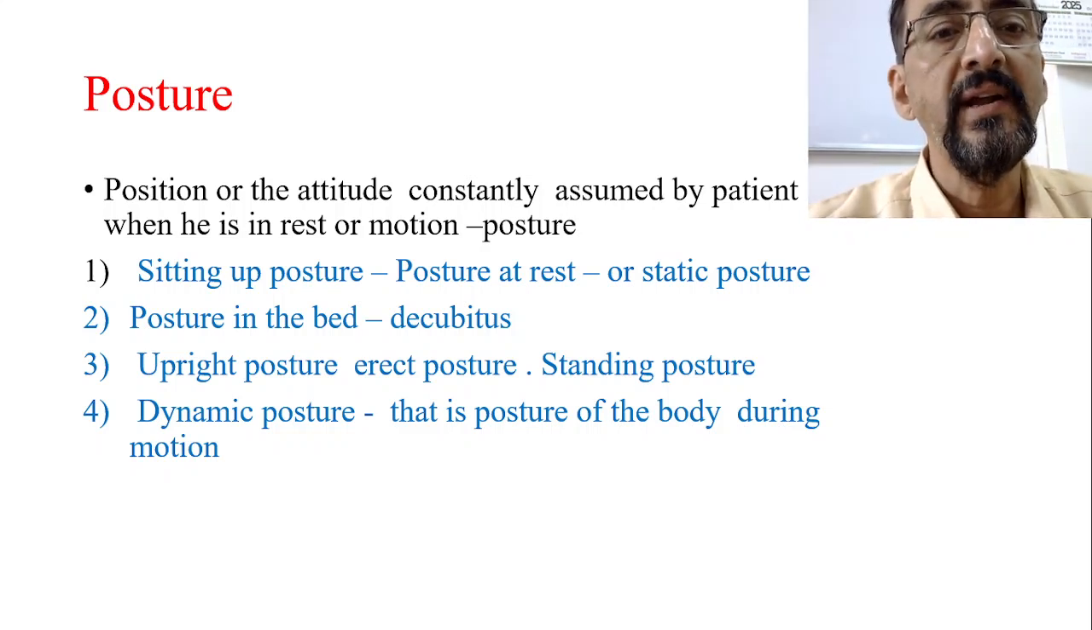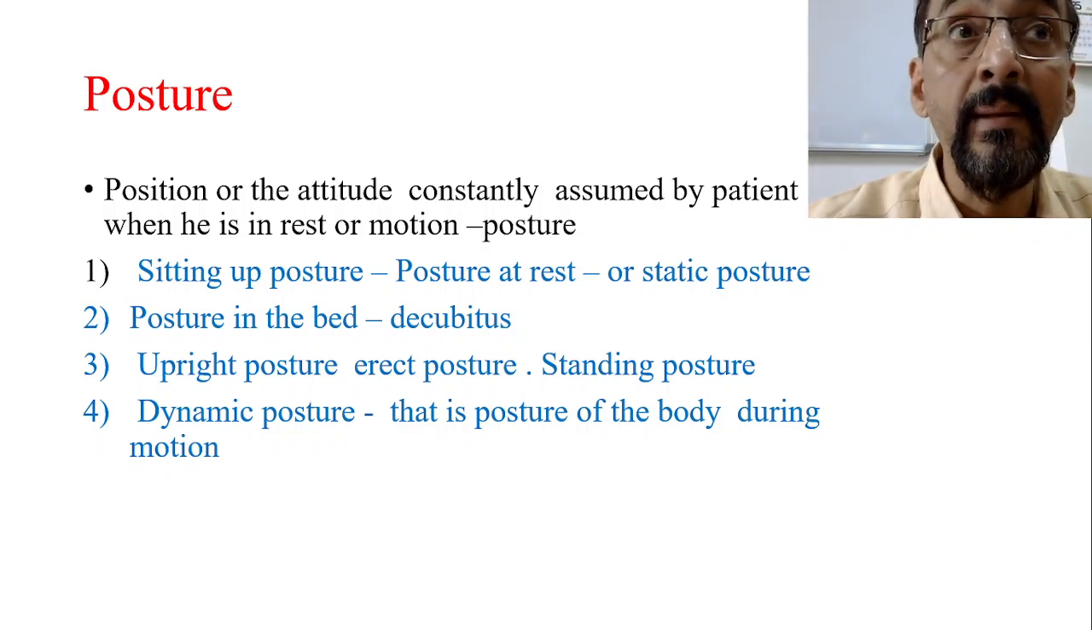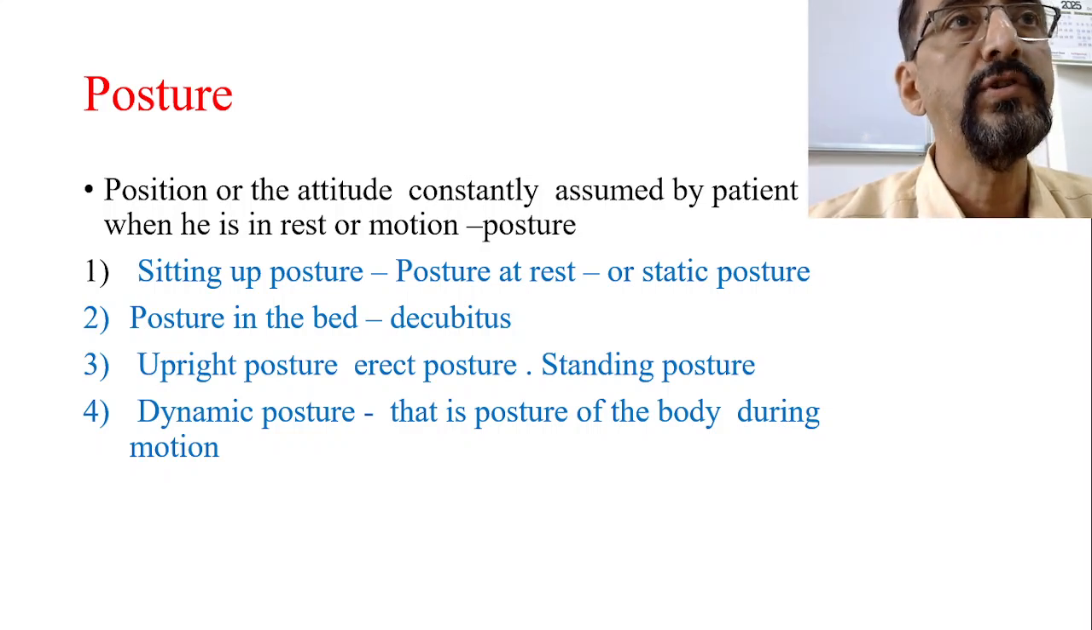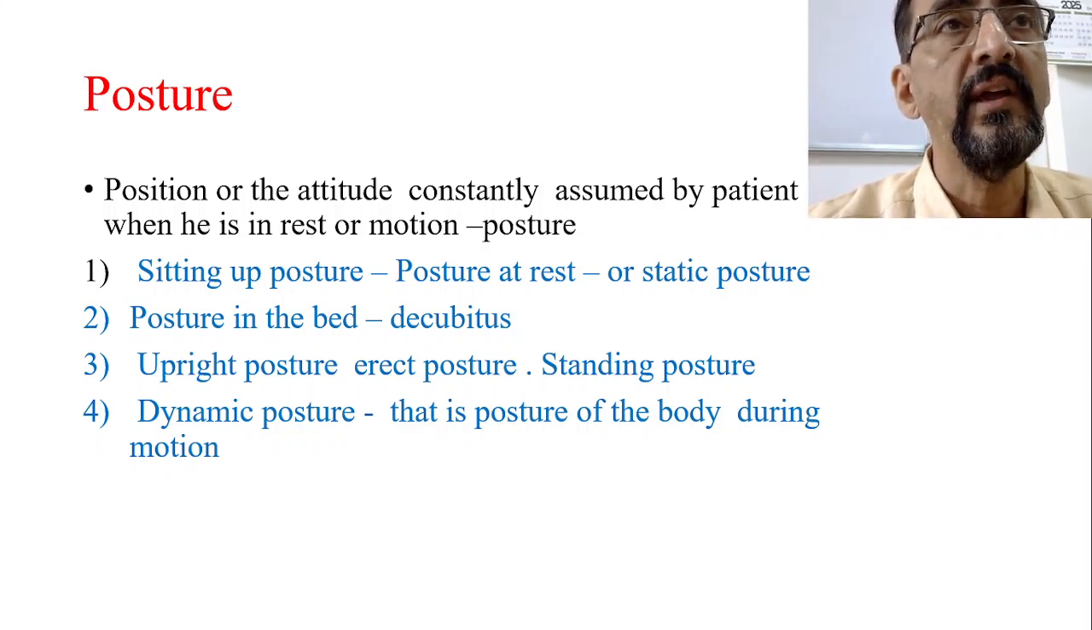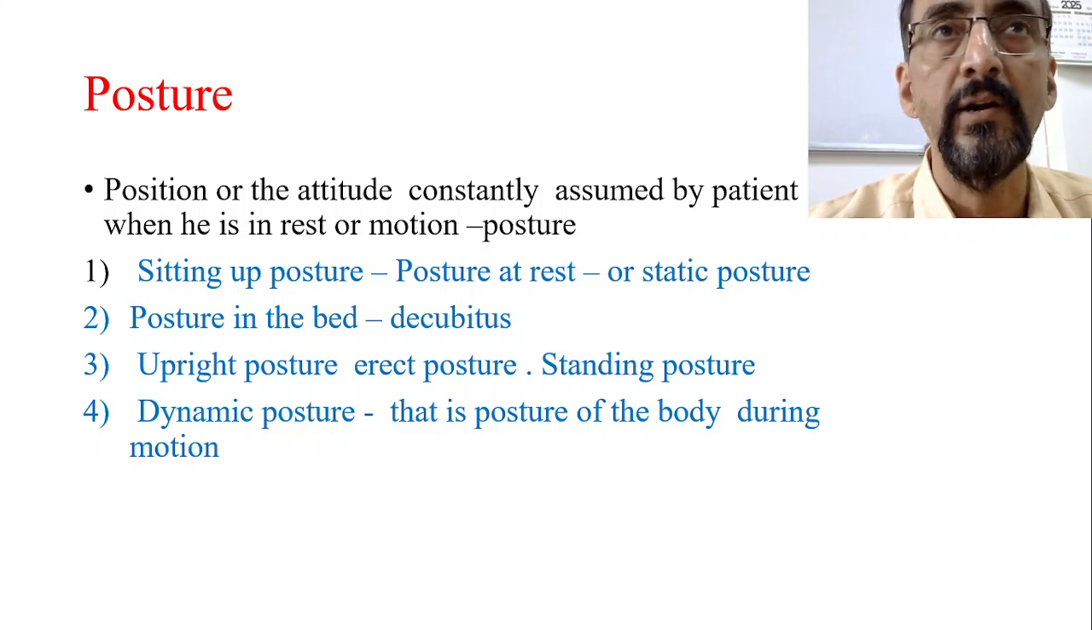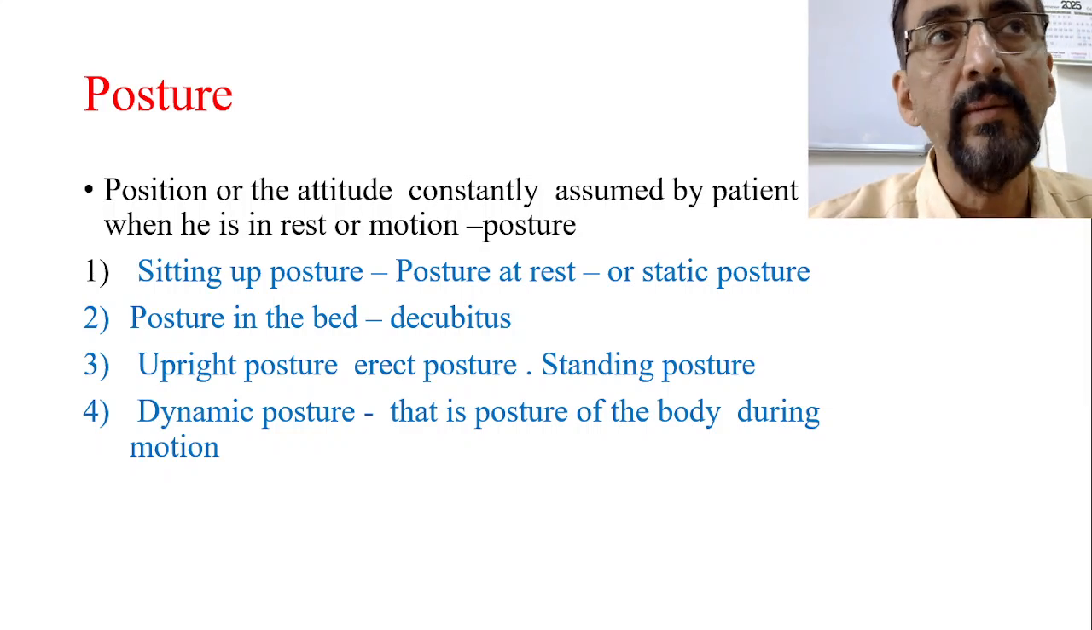Similarly, the posture attained by the patient in the bed. When he is sleeping in the bed normally, what is the posture attained? This is also called decubitus. Decubitus is nothing but the posture attained by the person, child or patient when he is sleeping in the bed. In the bed, what is the position of the patient? That is called decubitus.